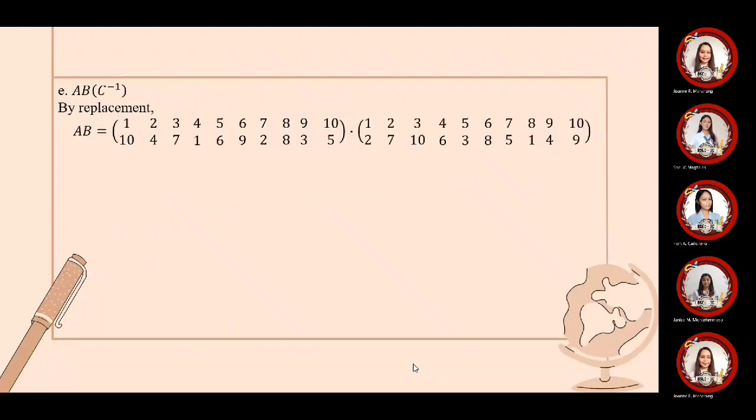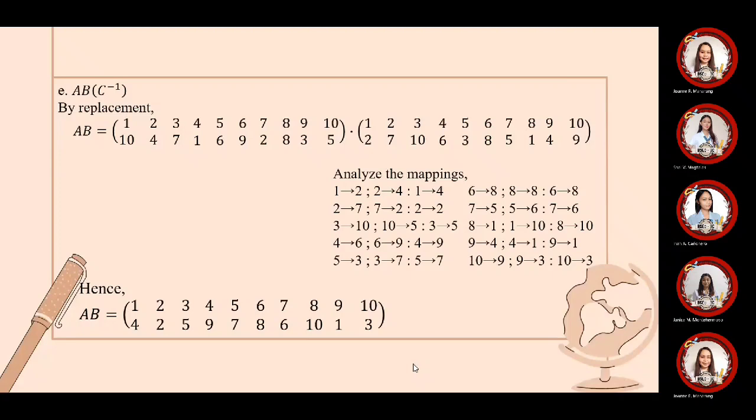So letter E, the given is A times B times the inverse of C. So by replacement, A times B, we will have 1 maps to 4, 2 maps to 2, 3 maps to 5, 4 maps to 9, 5 maps to 7, 6 maps to 8, 7 maps to 6, 8 maps to 10, 9 maps to 1, and 10 maps to 3.